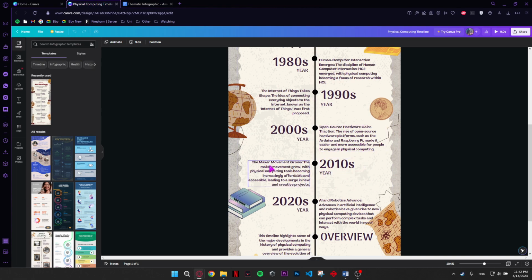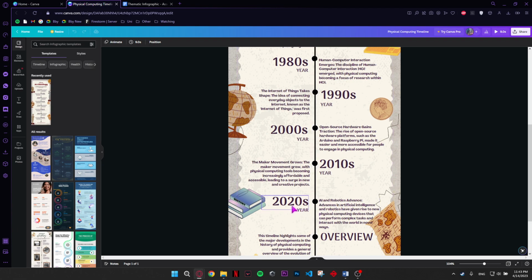In the 2000s, the maker movement grows. The maker movement grew, with physical computing tools becoming increasingly affordable and accessible, leading to a surge in new and creative projects. This is a huge year wherein things are starting to become more and more creative and more innovative in some ways, wherein the computers, and not just computers but all of the technology, are starting to grow and develop and become better each year. So this is where it says the maker movement grows.